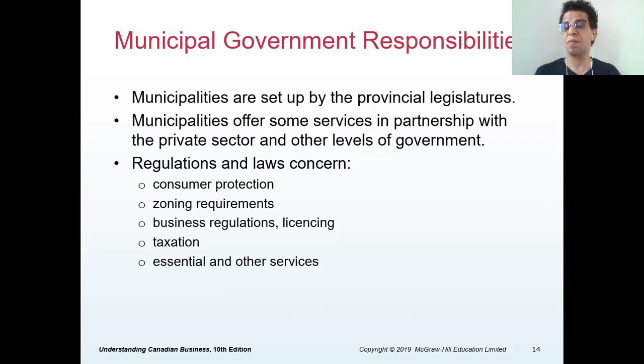Municipalities offer some services in partnership with the private sector sometimes and other levels of government. Regulation and law concern consumer protection, zoning requirements, business regulation at the municipal level, like licensing, taxation also, and essential and other services they can provide as part of the municipal government responsibilities.